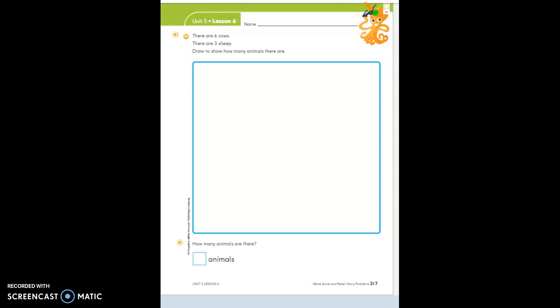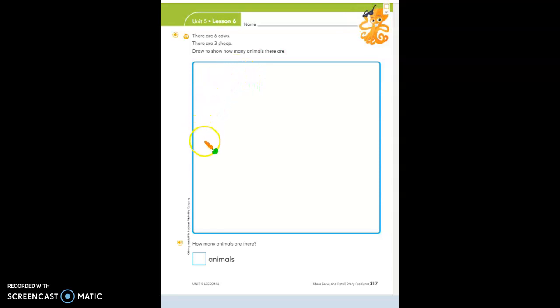Kindergarten, we are going to be on page 317 and 318 today. 317 and 318. So if you're looking at 317, it says there are 6 cows. There are 3 sheep. Draw to show how many animals there are. So you're going to just do your very best at drawing 6 cows and then 3 sheep, and then how many animals are in all.